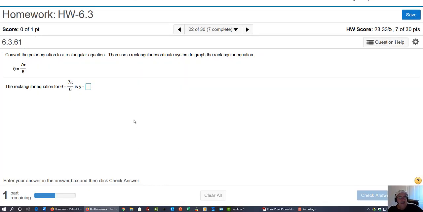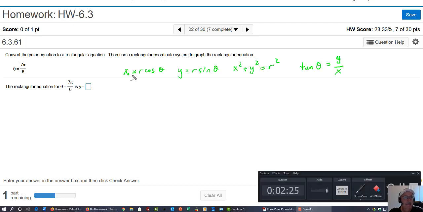All right, now the next example we're going to look at is theta equals 7 pi over 6. Now in this one, I think I'm going to look at the Fantastic Four one more time and see if y'all will agree which one you would use on this one.